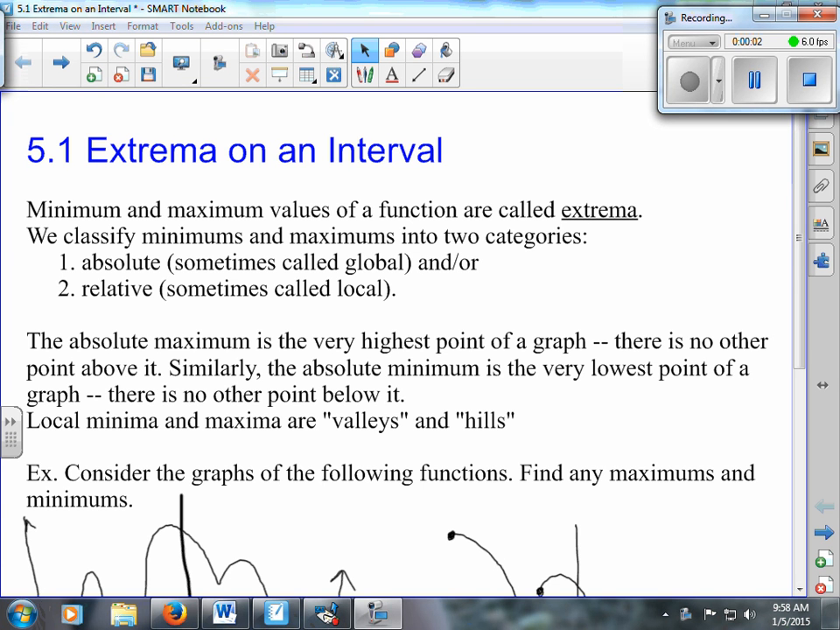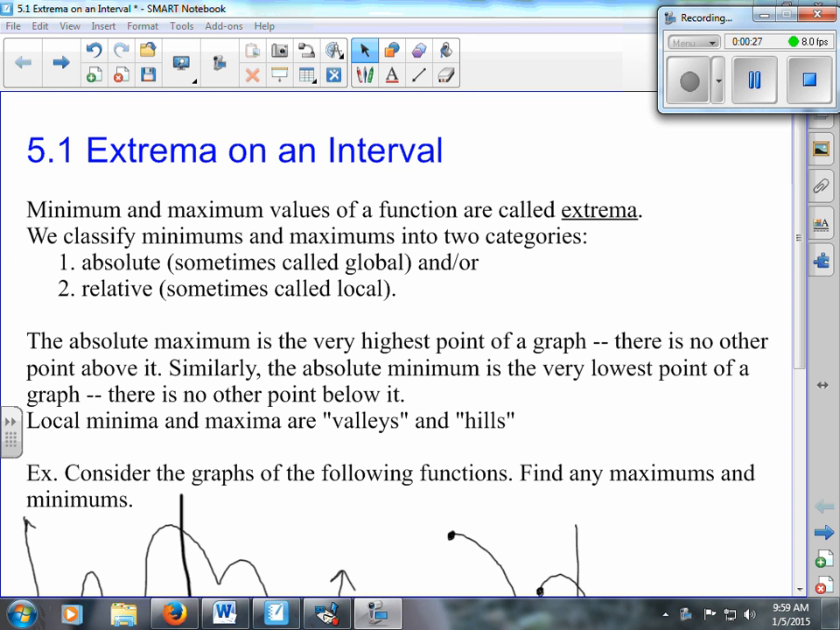Okay, this is section 5.1 called Extrema on an Interval. And in this section, we are going to be using calculus eventually, but we're going to be using calculus to study the maximum and minimum values of a function. Those are called extrema, and we have two categories of extrema. We care about two different types.